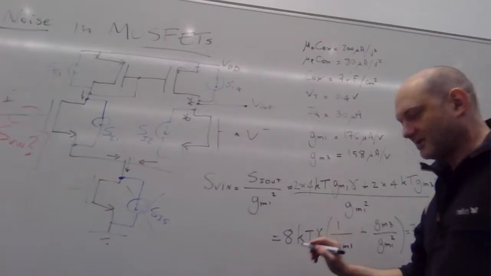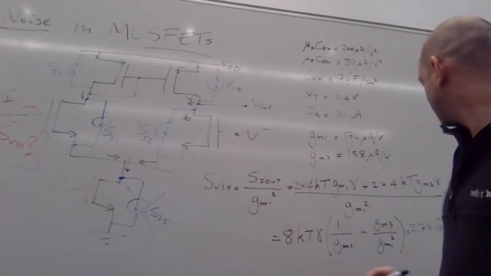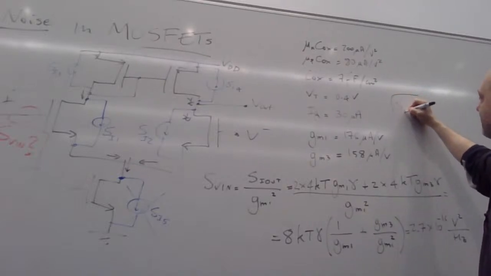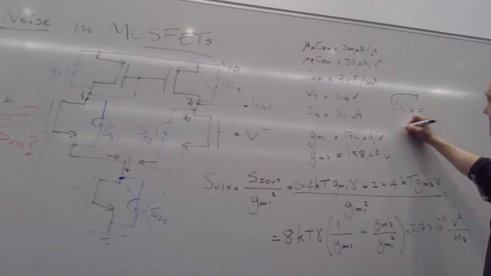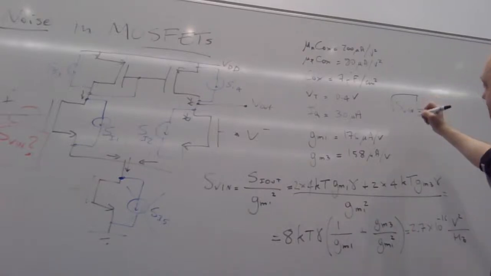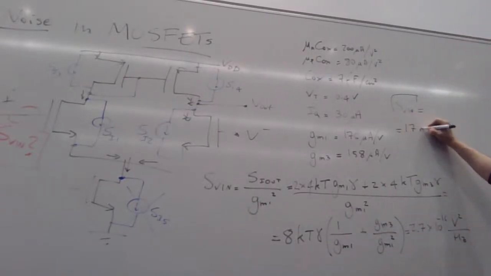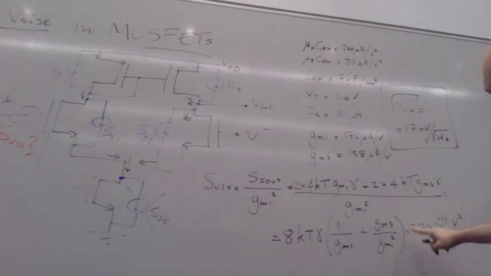so the square root of S_V,in is equal to 17 nanovolt per square root of hertz. Okay, and this one there is usually what people quote rather than the square value.